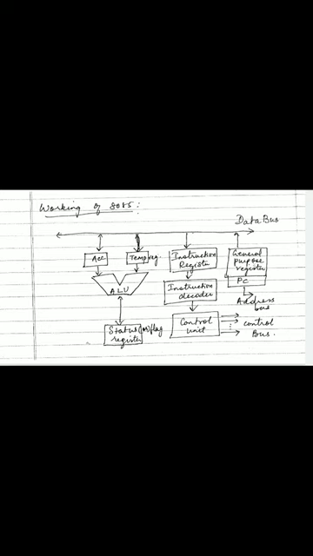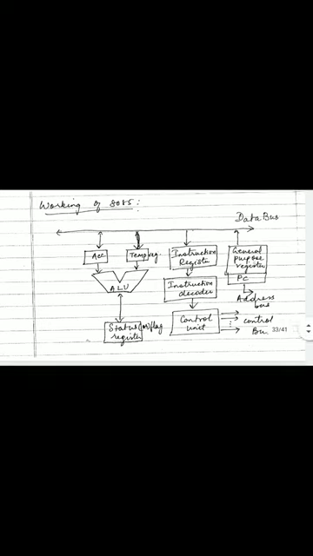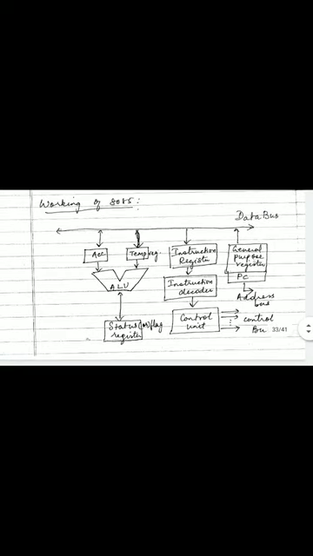So this is the diagram. Based on this we will see the working of the 8085 processor. A processor is a sequential digital circuit. Sequential means if the device has a memory, then it is a sequential logic circuit. If it doesn't have any memory, then it is a combinational logic circuit. This we already discussed in the 4th module.